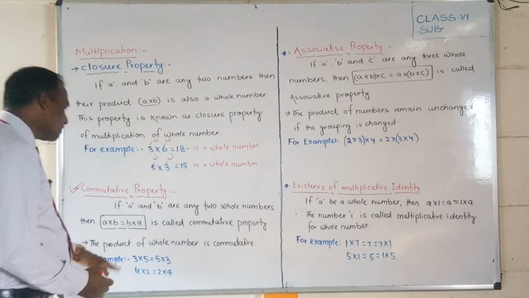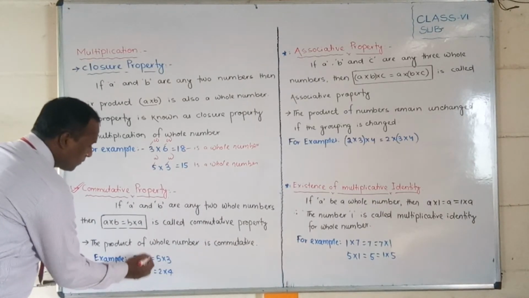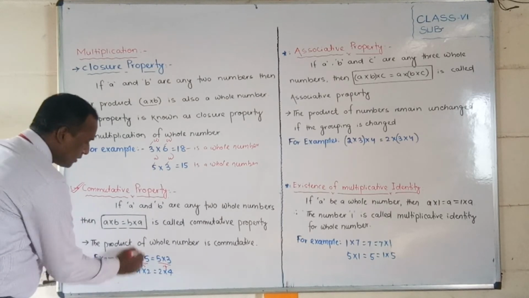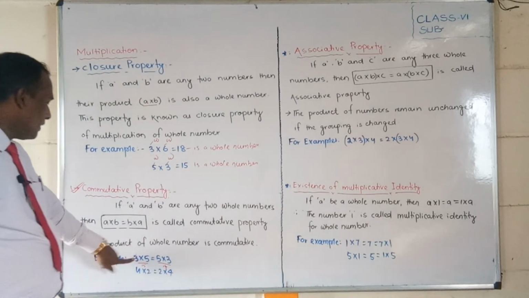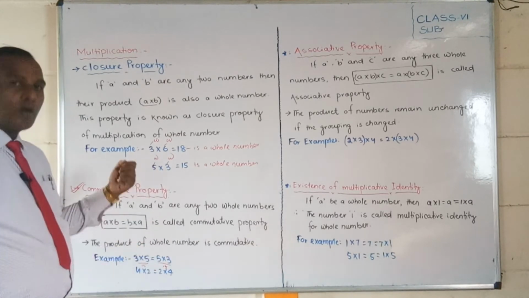For example, you can understand, students, 3 into 5, how much? 15. 5 into 3, 15. So if we change this place, the first place is 3 here, and the first place is 5 here. So if we change the place, the value is unchanged.